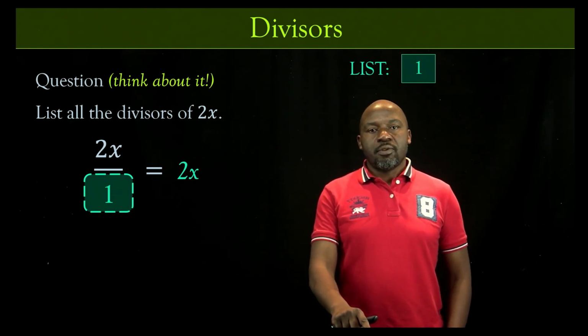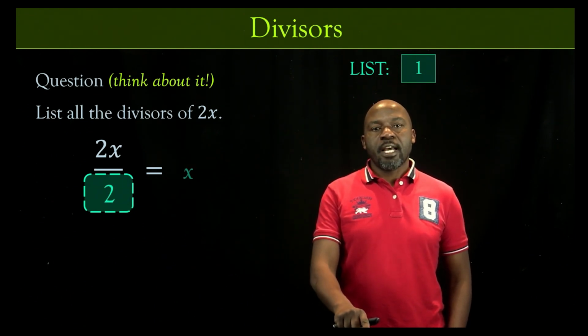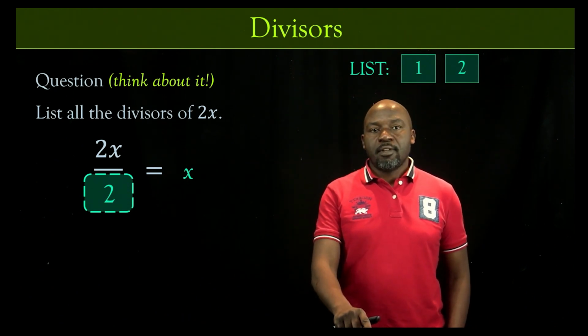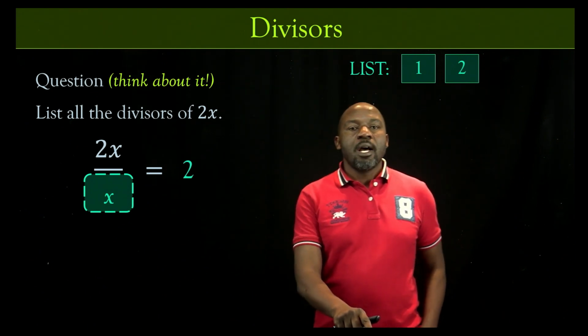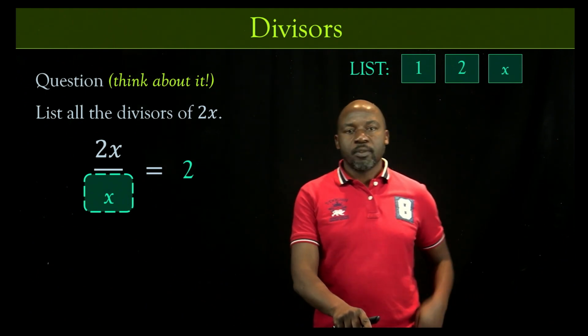Does 2 go into 2x? And the answer is that yes, 2x divided by 2 is going to be x, and therefore 2 is a divisor of 2x. The next thing we try is x. Does x go into 2x? Okay, and clearly you can see 2x divided by x leaves us with 2 there, and therefore x is also a divisor of 2x.